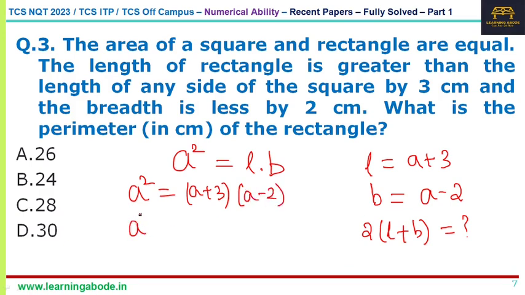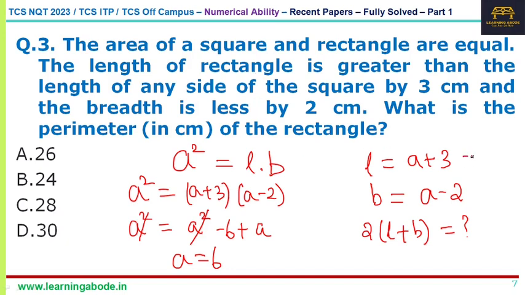So we get A square is equal to (A plus 3) into (A minus 2), which would be A square minus 6 plus A, that is 3A minus 2A would be A, right? So A square and A square get cancelled, so you get A equal to 6. So side of the square is 6.